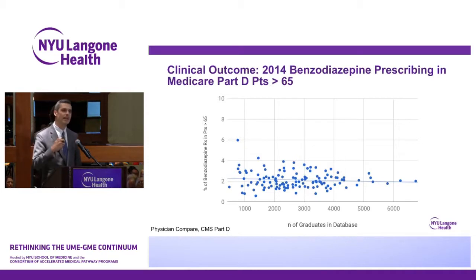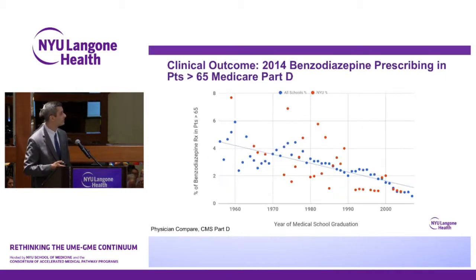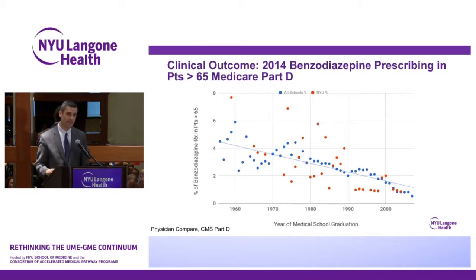Well, maybe this is an effect that doesn't have to do with the number of graduates, but the year that students graduated from medical school. So I looked at the year of graduation from medical school and the percentage of medications that were prescribed, the percentages of benzodiazepine prescriptions in patients over 65. And this is really pretty interesting. The blue line is the trend line for all medical schools, and it would appear that people who graduated from medical school farther back are prescribing more benzodiazepines to patients over the age of 65.